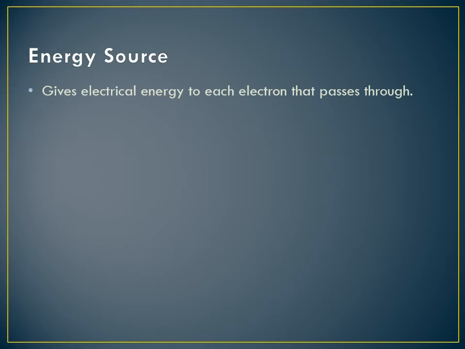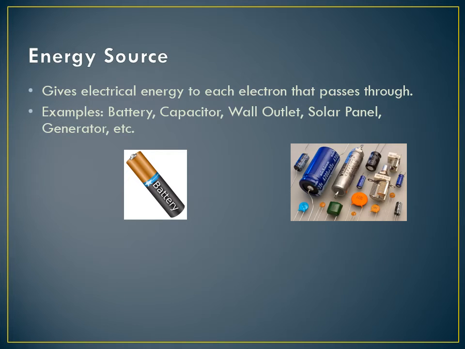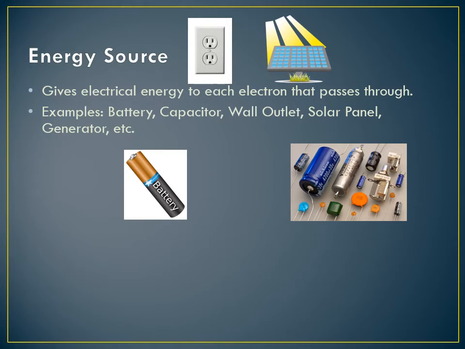In a circuit, the energy source is the place that gives electrical energies to the electrons that are passing through. We talked about this as a battery before, but there's actually a wide variety of things that could be potential energy sources in circuits. Batteries are probably the easiest to manage and the most common. We're also going to be talking about capacitors in this class. And of course, there's wall outlets and solar panels and other things like that.